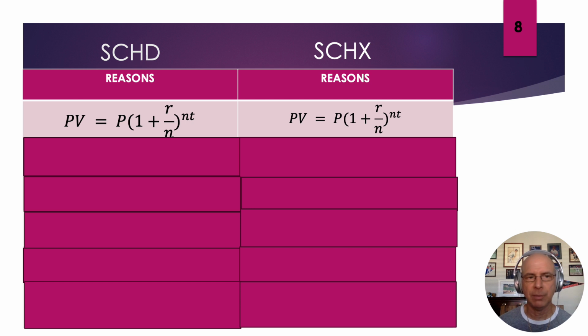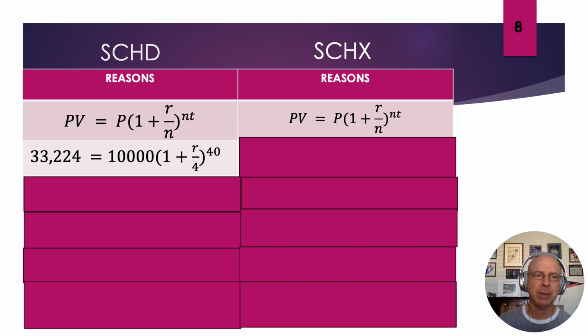First reason, the present value is equal to your initial principal times 1 plus the rate divided by the number of times compounded in a year, raised to a power of n times t. T stands for time in years. And now we replace it with the numbers that we know.